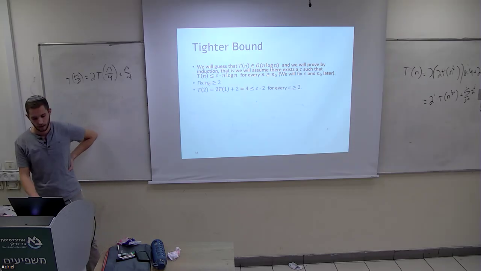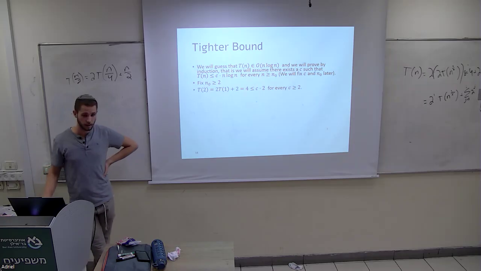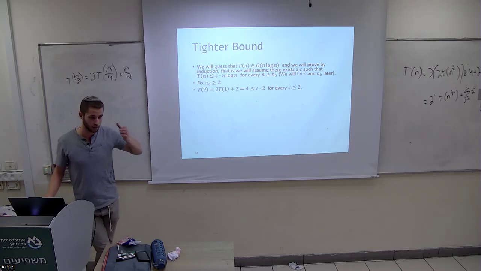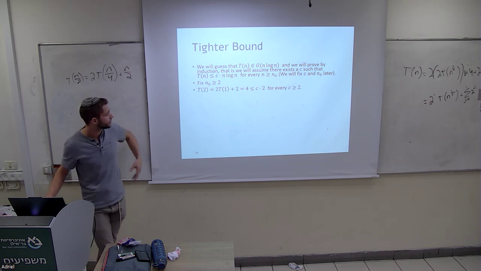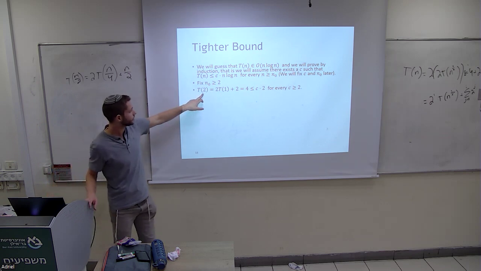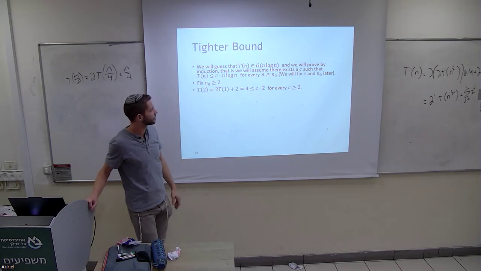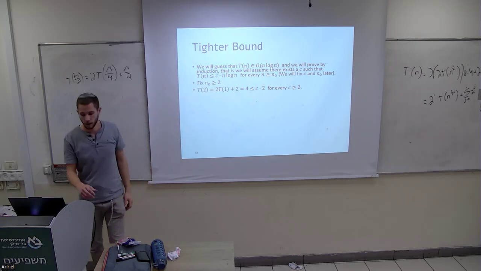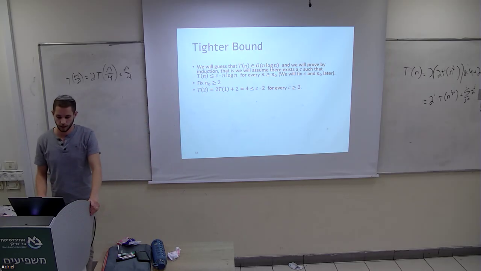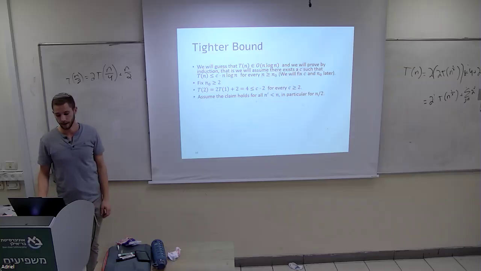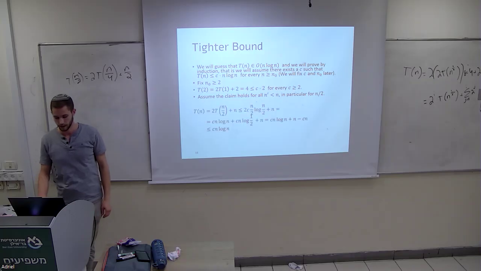induction. So first we're going to fix n0 to be greater or equal to 2, because we're going to need that information soon. So the base case: T(2) equals 2 times T(1) plus 2, which equals 4, which is smaller or equal to c times 2 for every c that's greater than 2. All right, so that's our base case. Now assume it holds for every n smaller than n, in particular for n divided by 2.